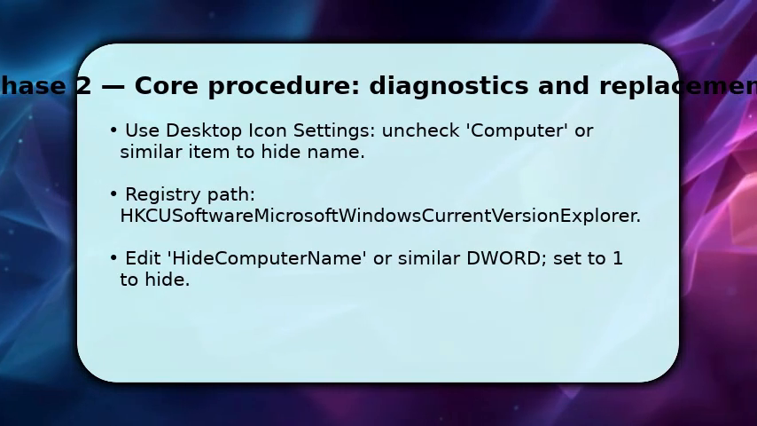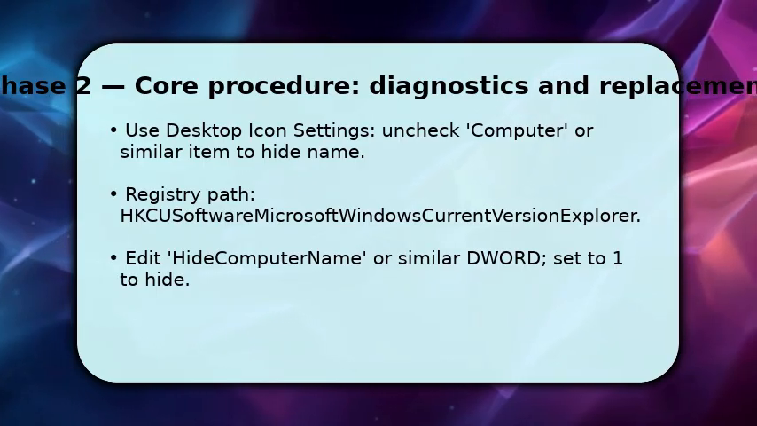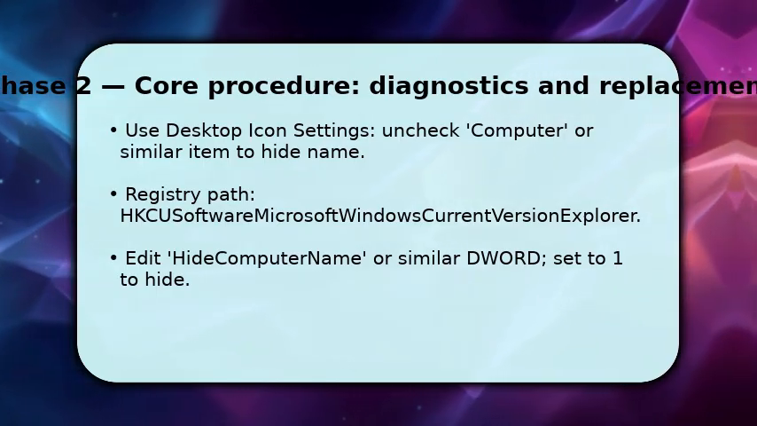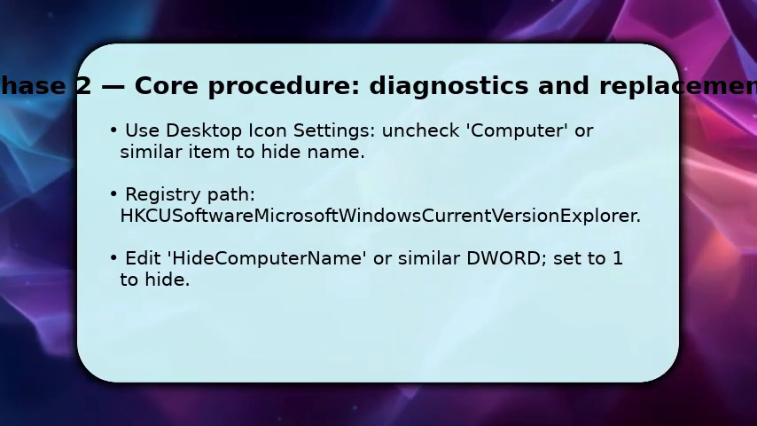You now choose the middle step. Either hide the desktop name via the GUI or edit the registry for a persistent change. In Desktop Icon Settings, uncheck the computer entry and click Apply. That removes the label quickly.